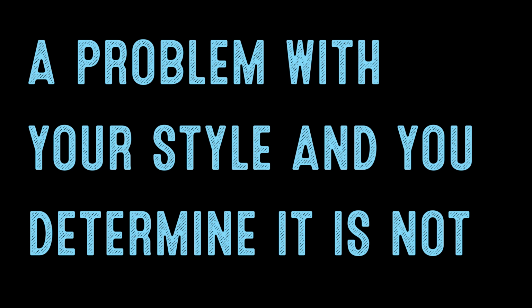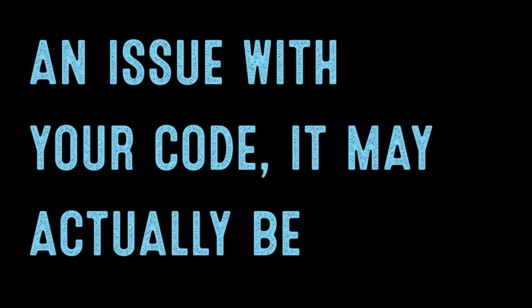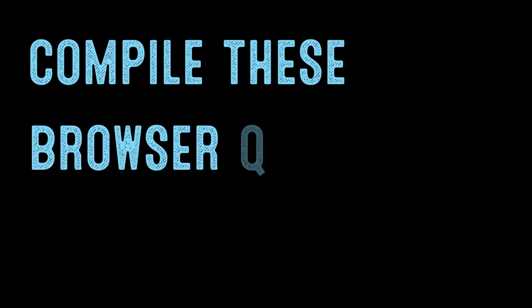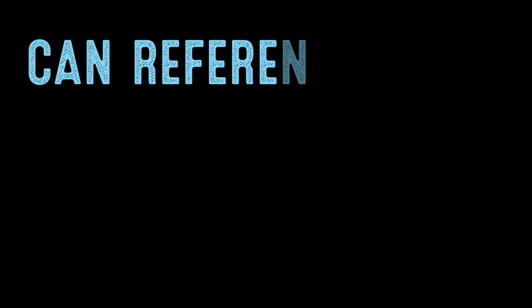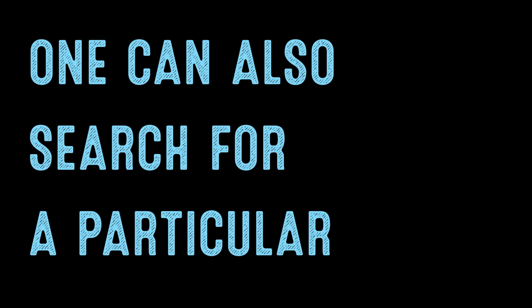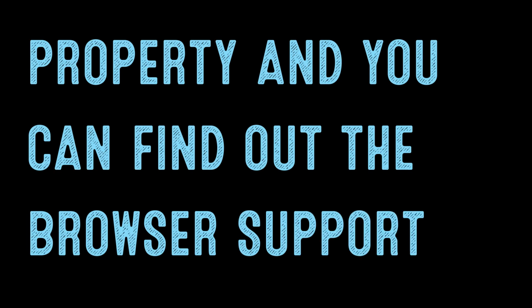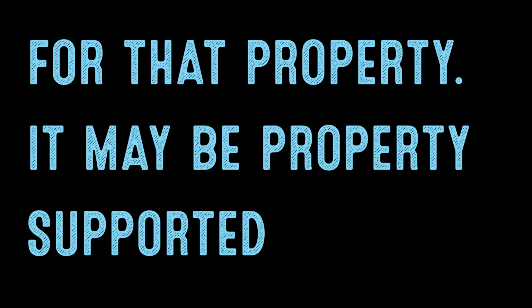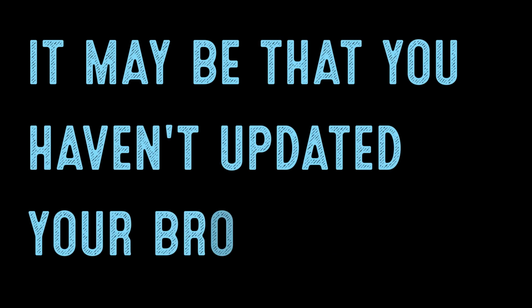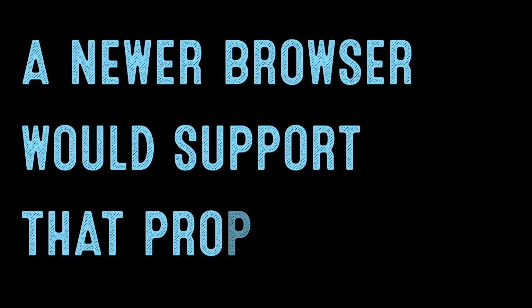So when you encounter a problem with your style and you determine it is not an issue with your code, it may actually be a compatibility issue. There are websites that compile these browser quirks and CSS bugs that you can reference to see if a problem has been seen before and if a workaround has been developed. One can also search for a particular property and find out the browser support for that property. It may be a property supported by Google Chrome but not supported by Apple Safari. It may be that you haven't updated your browser and a newer browser would support that property.